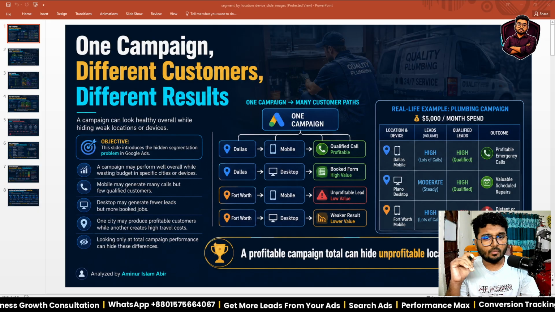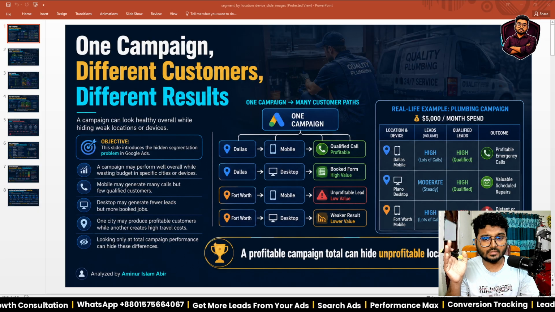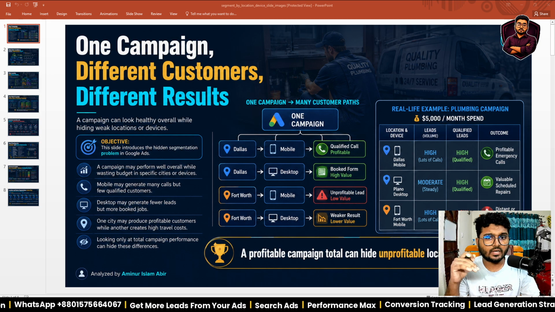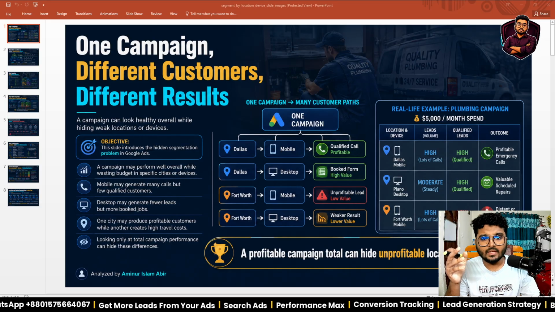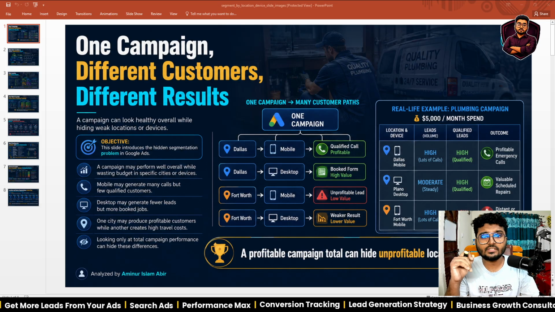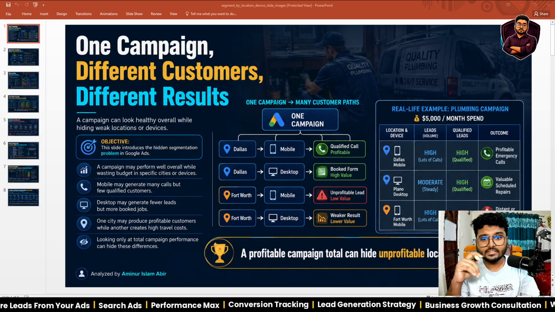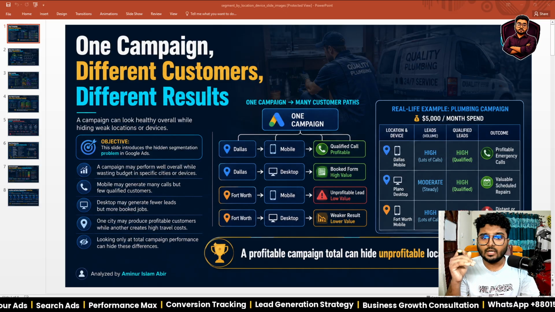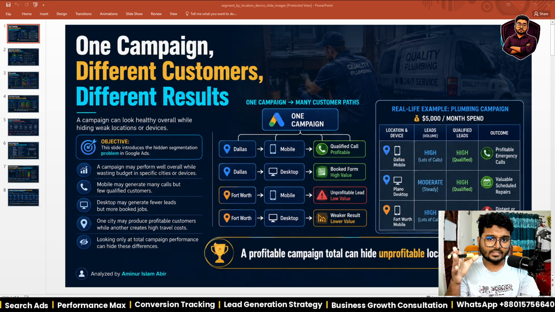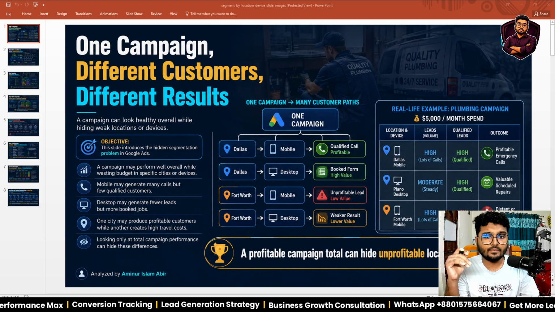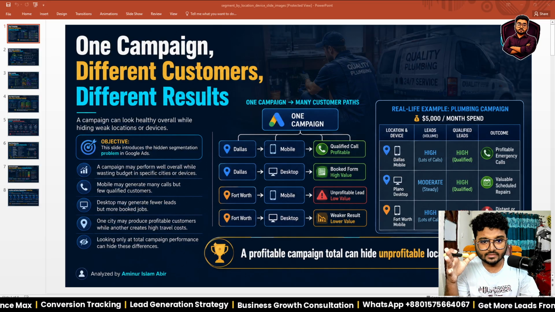Imagine a plumbing company spending $5,000 per month across Dallas, Plano and Fort Worth. The overall cost per lead is $80. At first glance, the campaign looks healthy, but after segmenting the data, we discover a different story. Dallas mobile traffic generates many calls, strong lead quality, and profitable emergency jobs. Plano desktop traffic generates fewer leads, but many of them become valuable scheduled repairs.